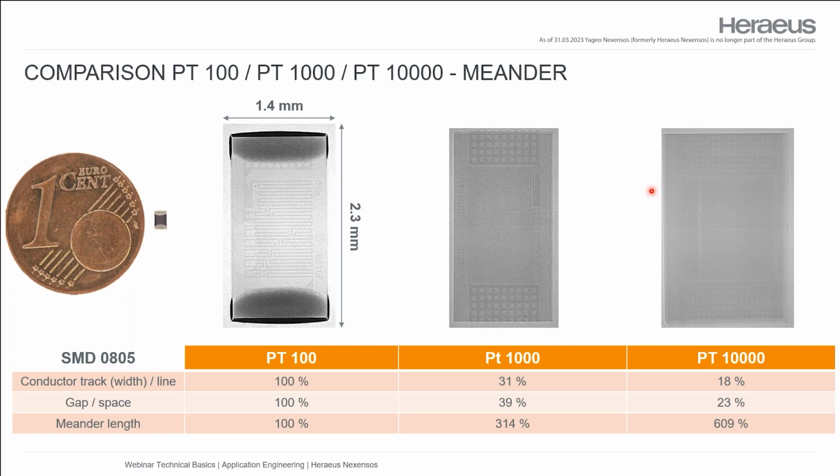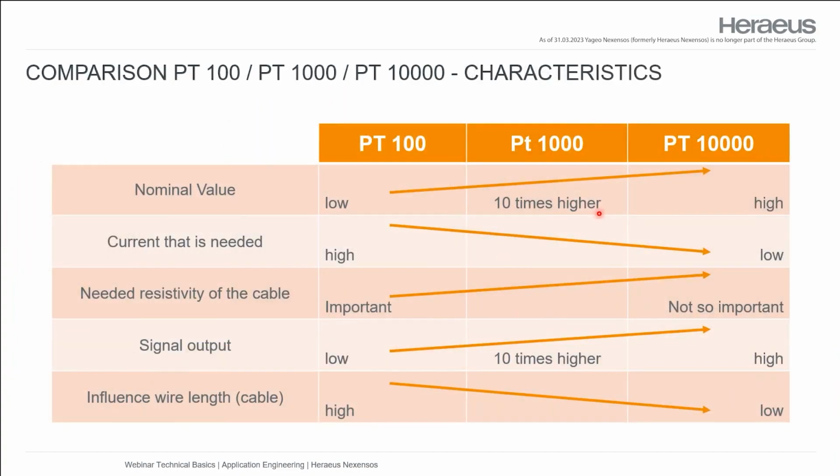Very easily said: the higher the ohmic value, the finer the structure. That means the lines and the spaces between the structures of the meandering are more complicated to produce. And this leads me to the next overview, which is really only a rough overview. If you have a low ohmic value with a PT100, and you go up to PT10,000, you need for sure a lower measurement current also.